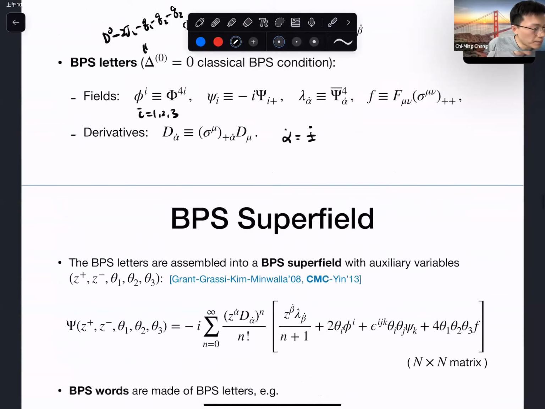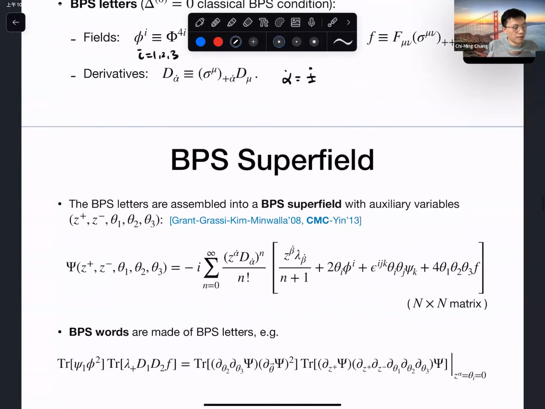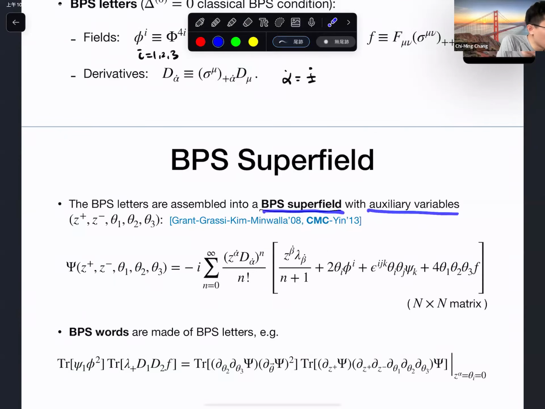So these BPS letters can be very nicely ensembled into a BPS superfield. This BPS superfield has auxiliary variables z plus, z minus, which are bosonic, and the three Grassmann auxiliary variables theta 1, theta 2, theta 3. So two bosonic and three fermionic auxiliary variables.